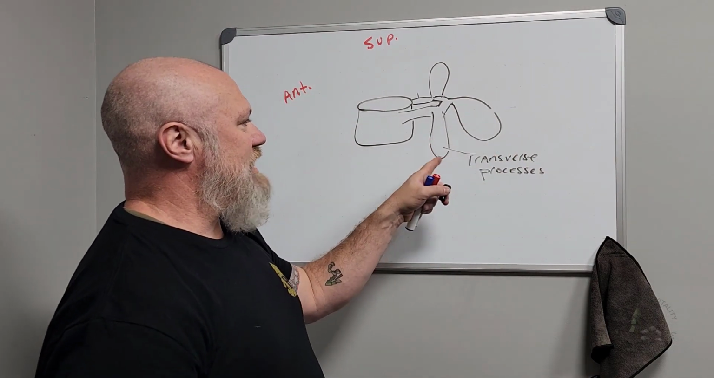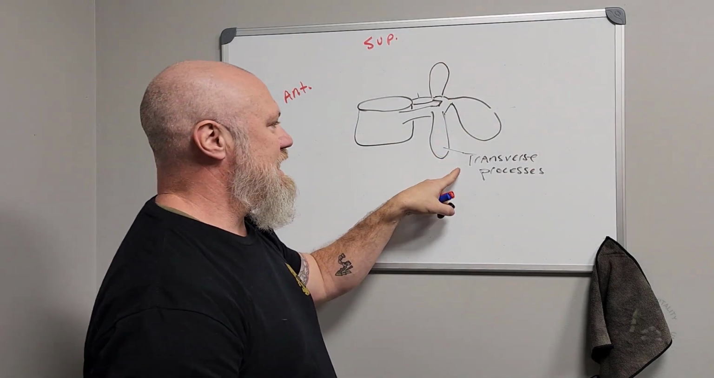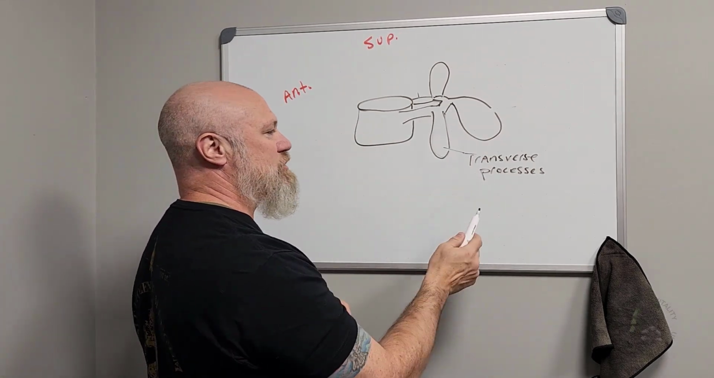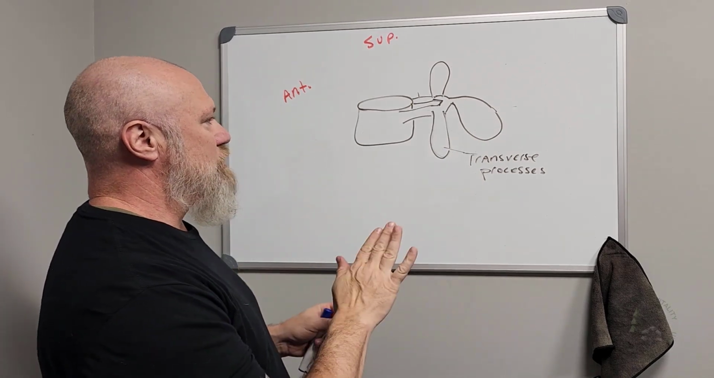The spinous process and the transverse processes are sometimes shortened to TPs, TP, or SPs. So if you hear me saying TPs and SPs, I'm referring to transverse processes and the spinous process. Okay. So far, so good.